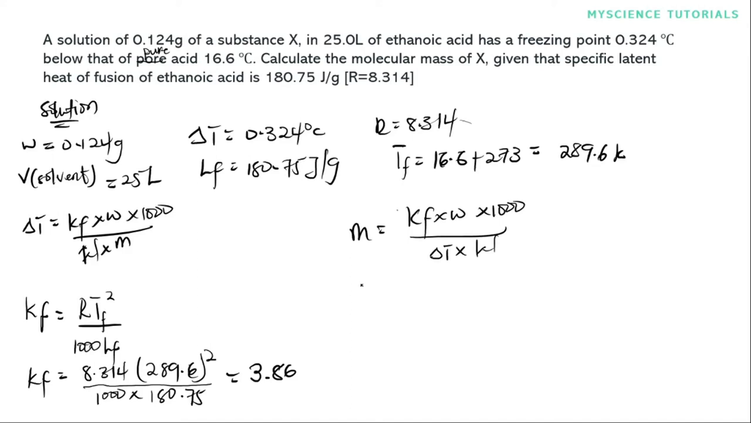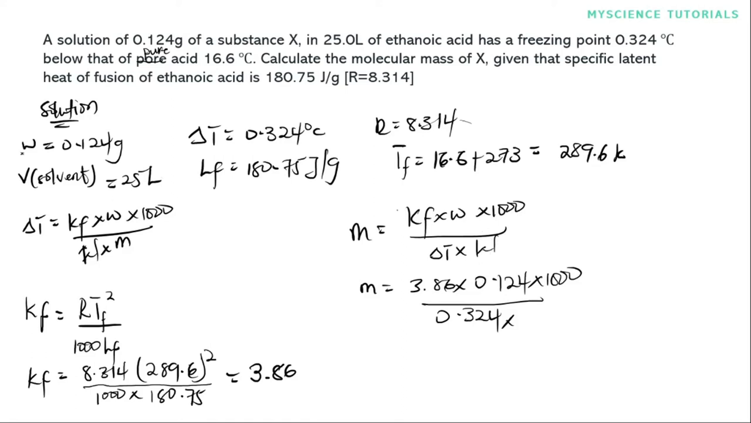All right, so we have our molar mass to be equal to our KF that we've calculated, 3.86, multiplied by small w, which is 0.124, multiplied by 1000, on delta T, which is 0.324, multiplied by capital W. Now we have W, we're given volume, but we're not given any density for us to be able to calculate the mass of the solvent.